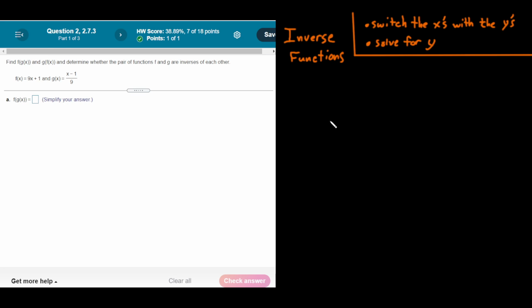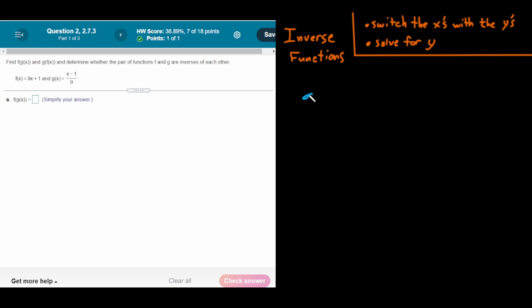Another thing, it's a lot easier to plug your function into the function that has the fraction. Sometimes you can't help it. You may have two fractions, but I'm going to show you what I mean. The main idea is to just jump in. So let's just go ahead and jump in.